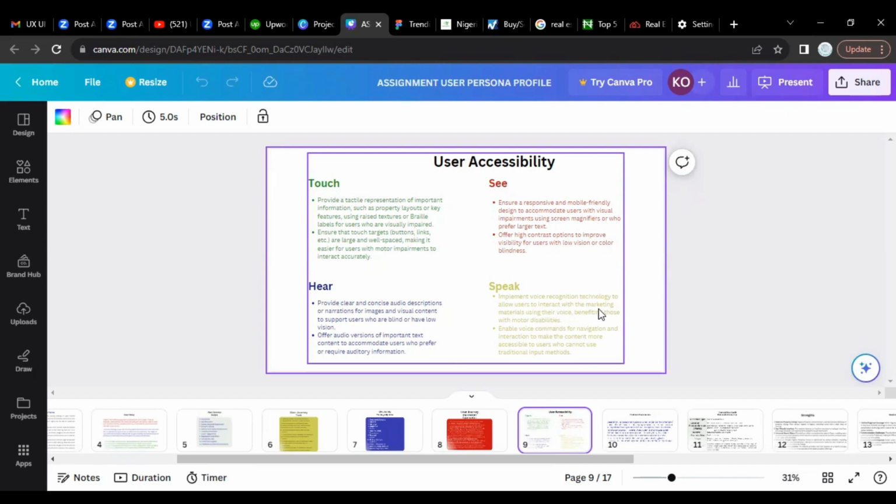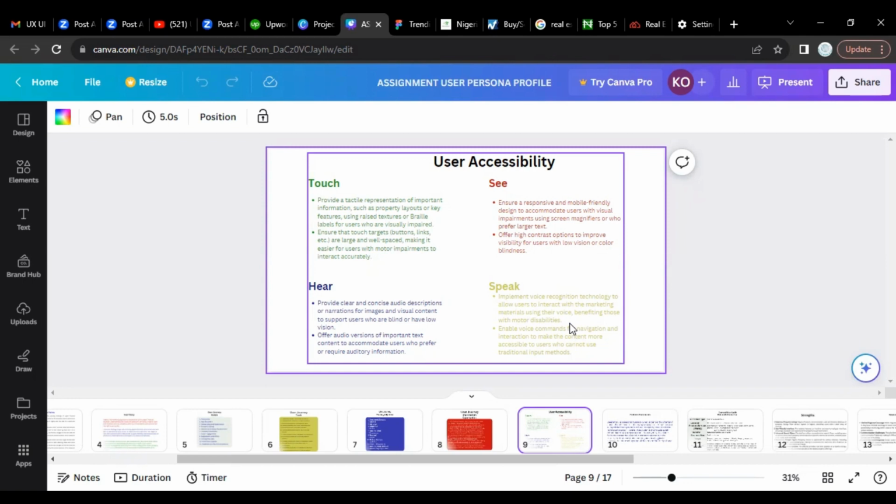On the speak part, implement voice recognition technology to allow users to interact with the marketing material using their voice, benefiting those with motor disability.